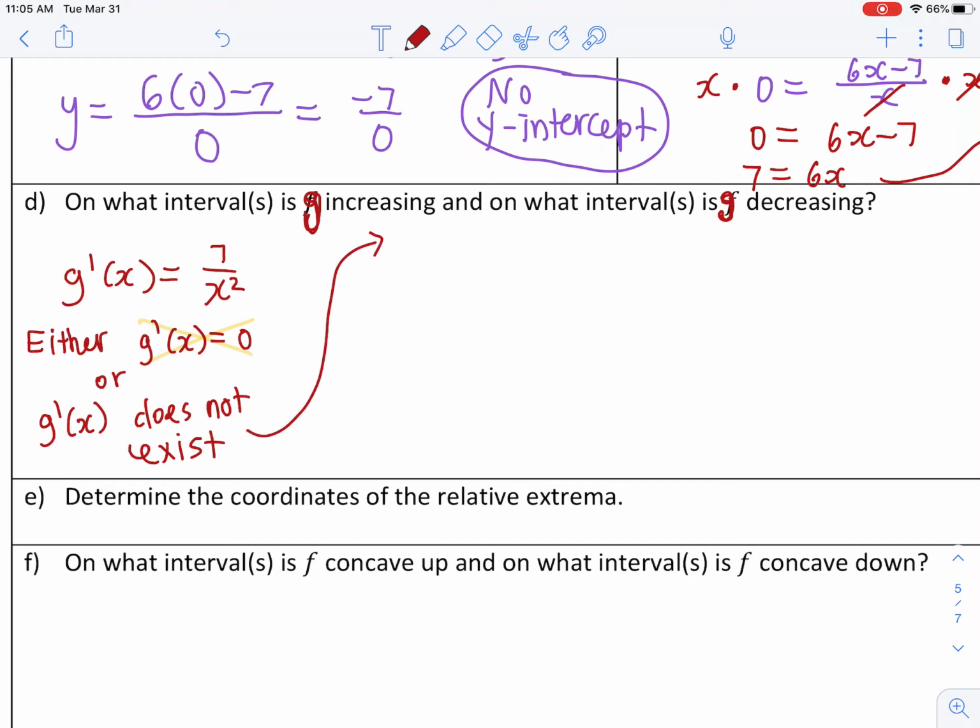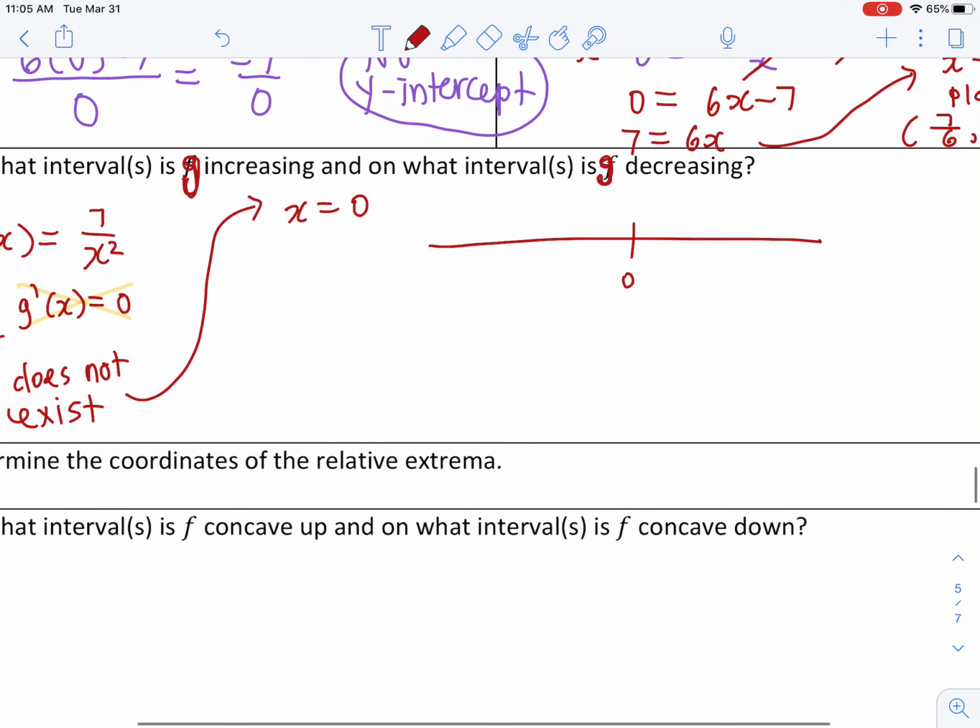So we're going to go with this idea: g prime of x does not exist. It's undefined when x is equal to 0, right? Because 7 over 0 squared will be undefined. So 0 is the point that you're going to use. That's the only critical value that we have.